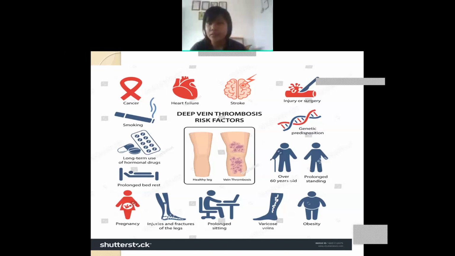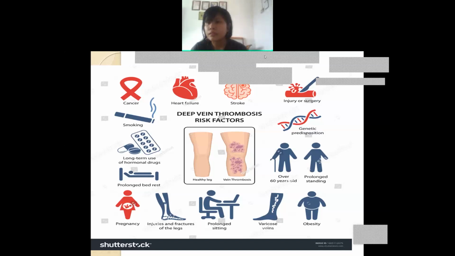Next is pregnancy. A pregnant lady is also at risk of having this deep vein thrombosis. Next is injuries and fractures of the leg. If there is any injury, any cut, or if the bones break, what will happen?